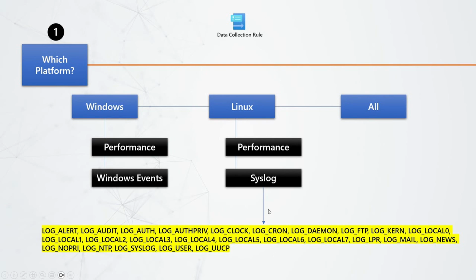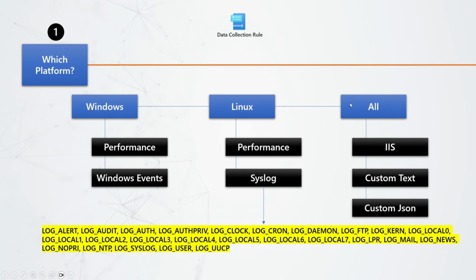So these are multiple different facilities which exist in syslog, and you will be able to capture the logs that are getting generated for all these facilities, as well as the log type, whether it is, let's say, error or critical or warning or info. I mean, these are the different categories which exist in syslog. But this option of all is typically applied to IIS, custom text, and custom JSON.